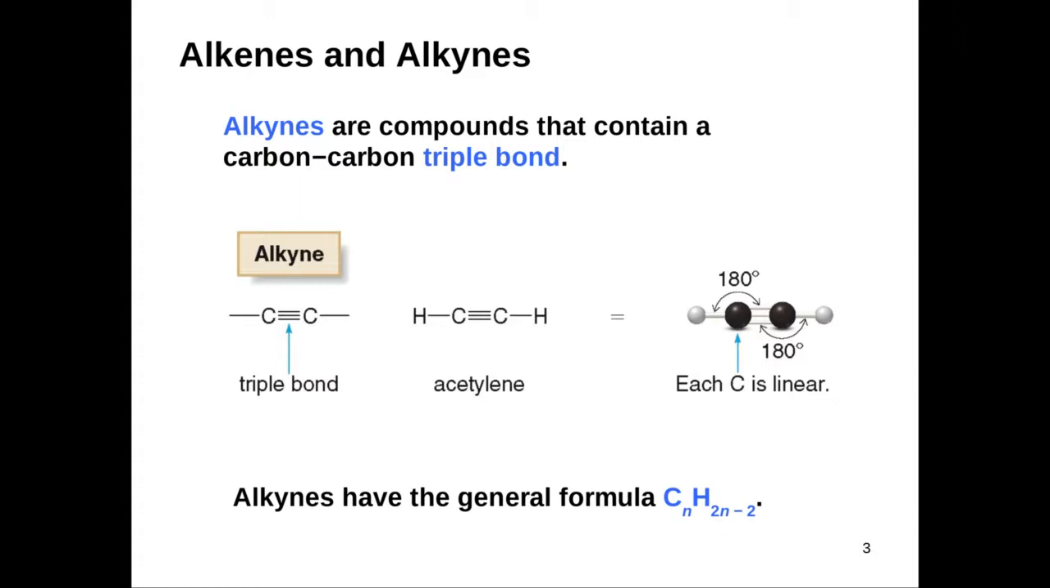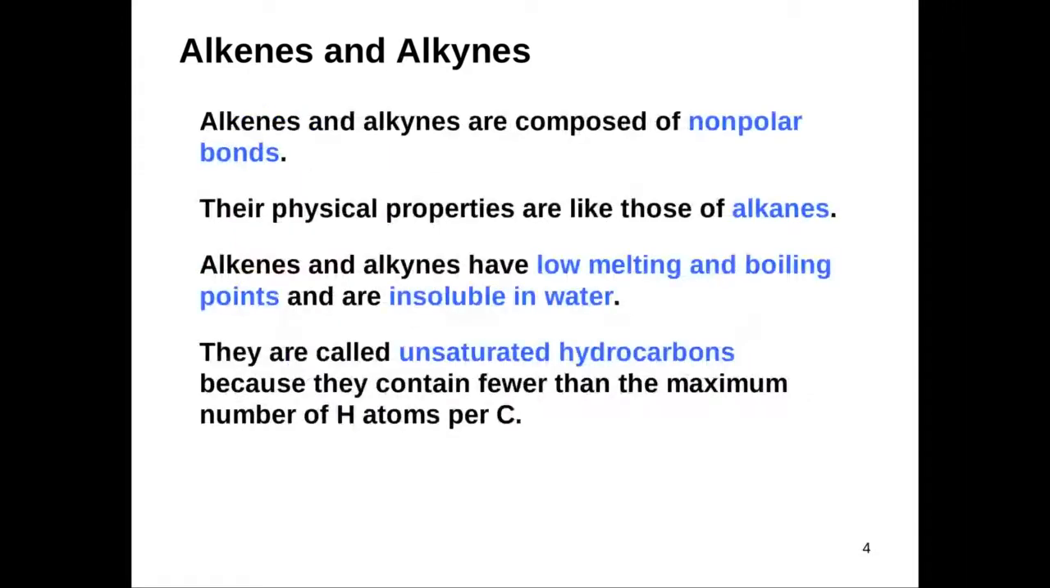It's kind of cool. So now, very much like alkanes, our alkenes and alkynes are composed of nonpolar bonds, and their physical properties mimic those of alkanes. Now, and this will become clear what that means in a second, but alkenes and alkynes have lower melting and boiling points, and like alkanes, are insoluble in water. And as I discussed at the very start of this little talk, they're unsaturated because they contain fewer than the maximum number of hydrogen atoms per carbon. So they contain less than 3, right? That's what we're getting at there.